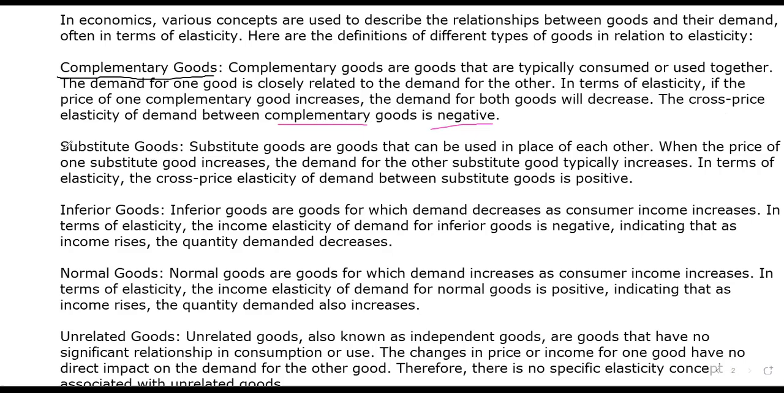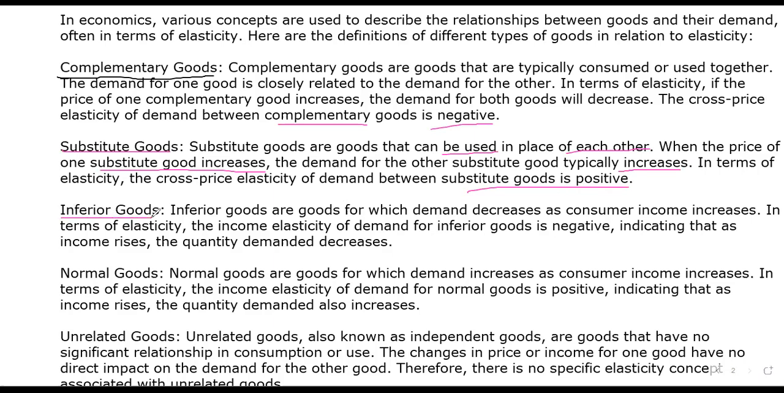So we also have what we call a substitute good. These are goods which can be used one in place of the other. They're competing goods. So if the price of one substitute good goes up, the demand for the other substitute good will increase. So in terms of cross-price elasticity, we have a positive cross-price elasticity.